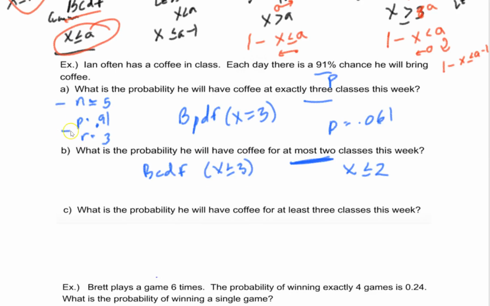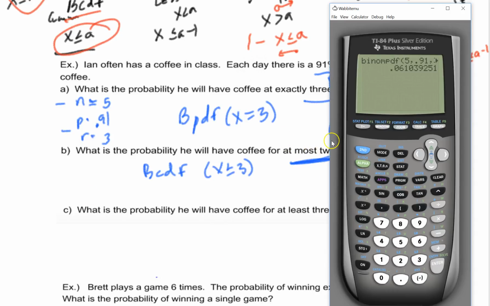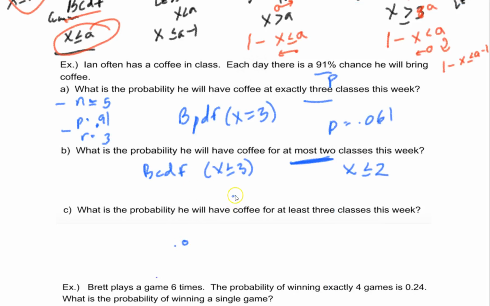Everything else is the same. Still n, it's still probability. Our r changed to 2 now. So again, at most 2, we're doing a CDF, cumulative frequency. So I'm going to go back to my distribution, go down to binomial CDF. Everything else is going to be the same. So it's going to be 5 trials, 0.91, and now only 2, at most 2. So I get 0.006.